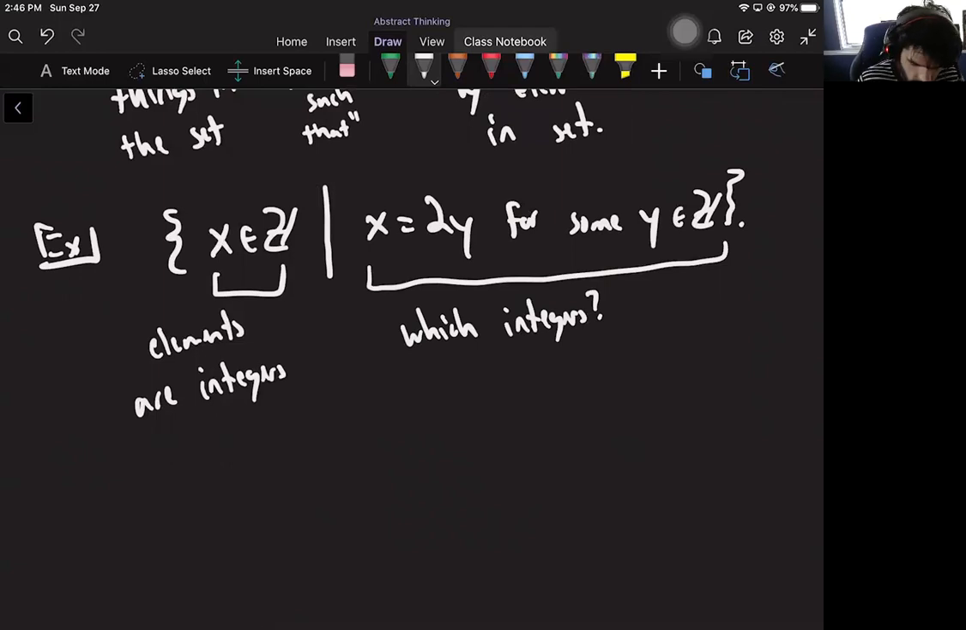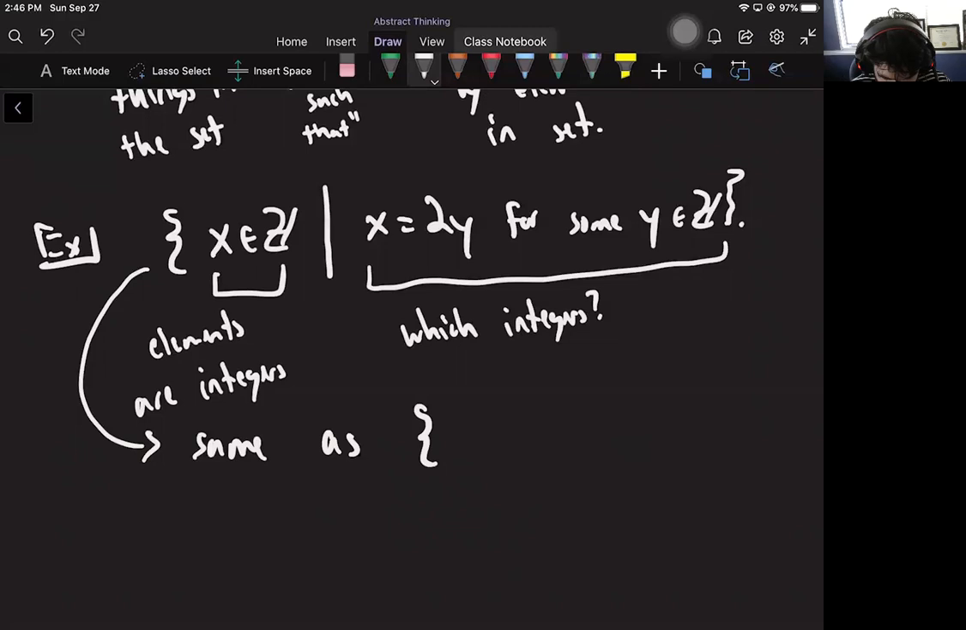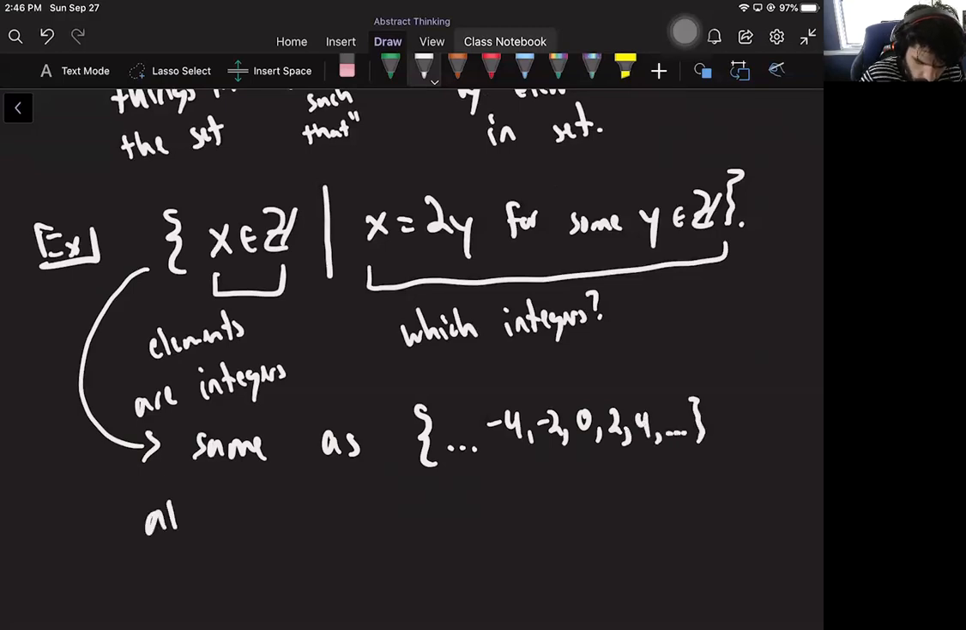This one can be listed out. This is actually the same as, see if you can figure out what it is. I'm just saying the even integers in a fancy way, because the numbers that can be written as 2 times something else for some other integer, those are just even numbers. So I could list it out as well. So AKA the even integers. That's what this set really is. I just described it instead of listing it.